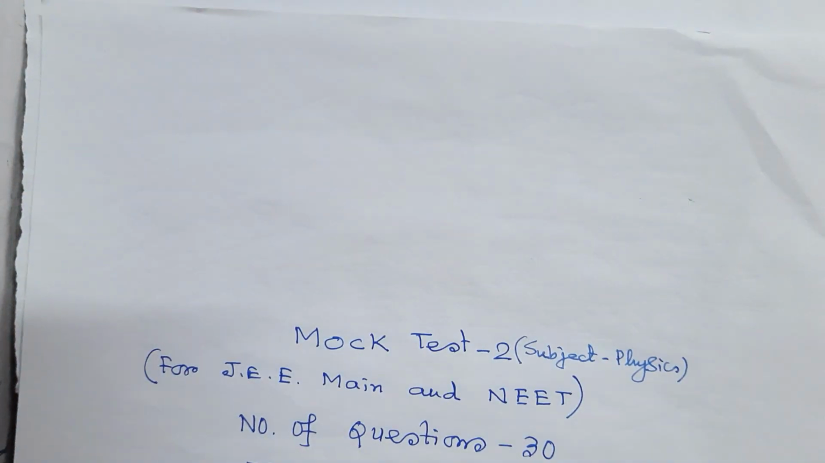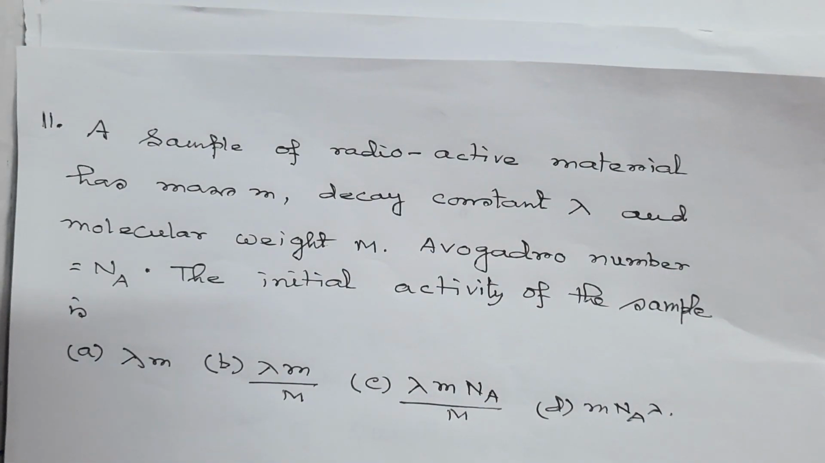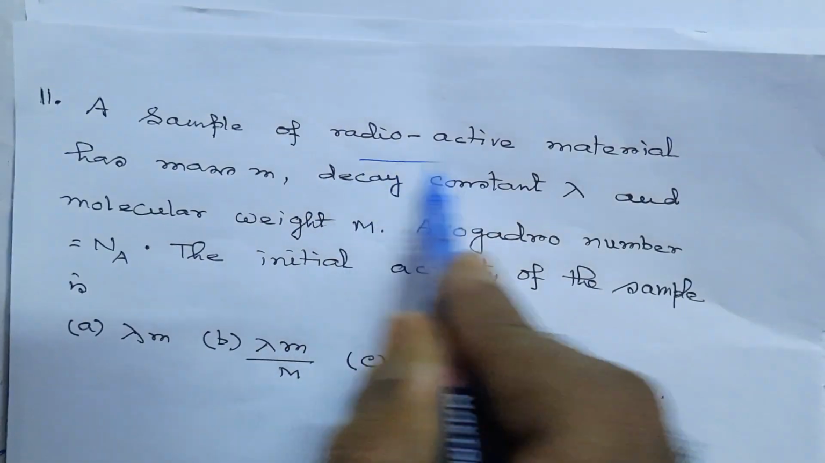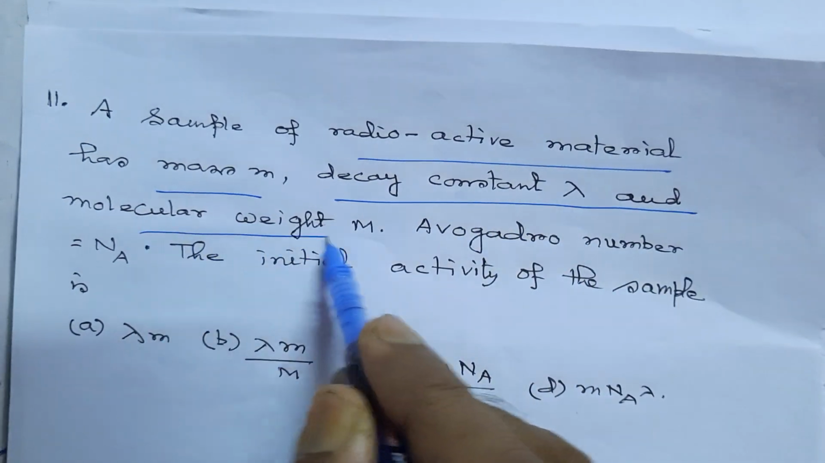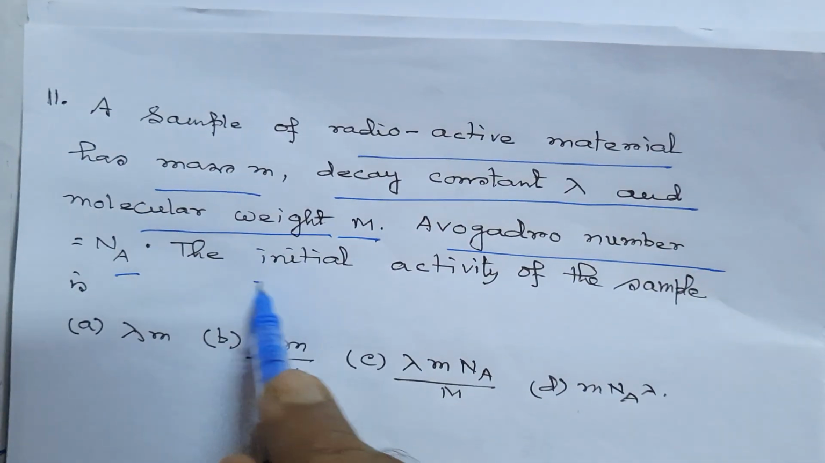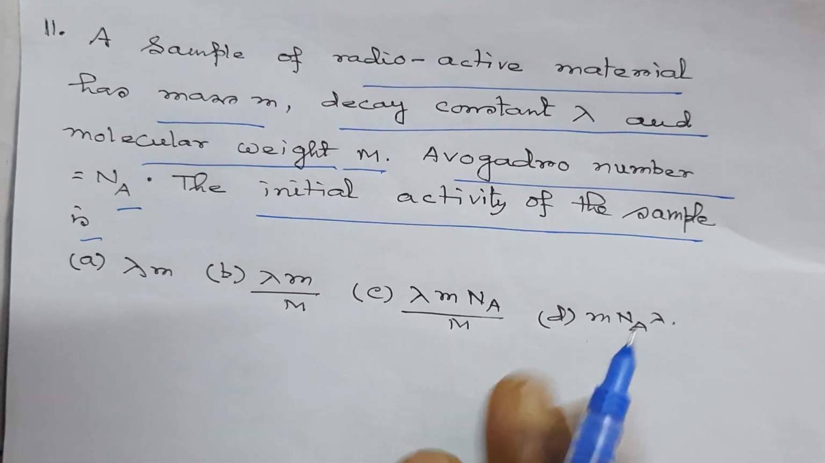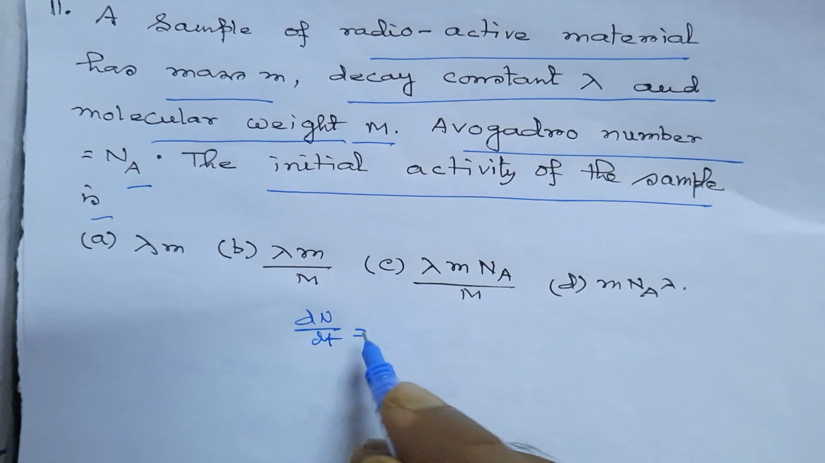Next, let us see the next question. Here is a very easy question for us. Question number 11. A sample of radioactive material has mass m, decay constant lambda, and molecular weight capital M. Avogadro number is Na. The initial activity of the sample is, we know that dN dt equals lambda into n.